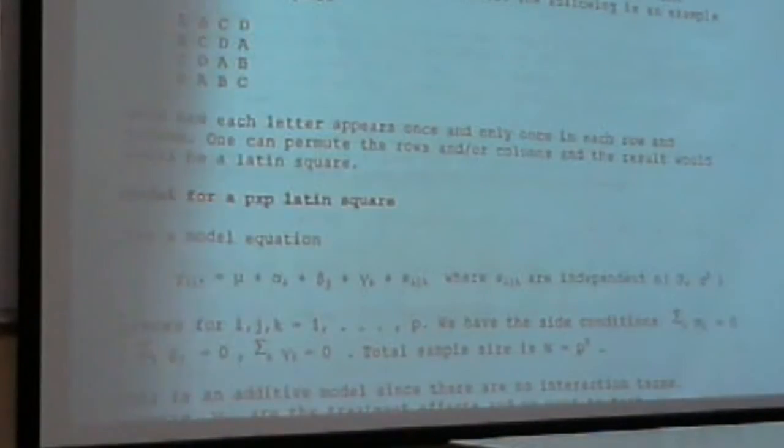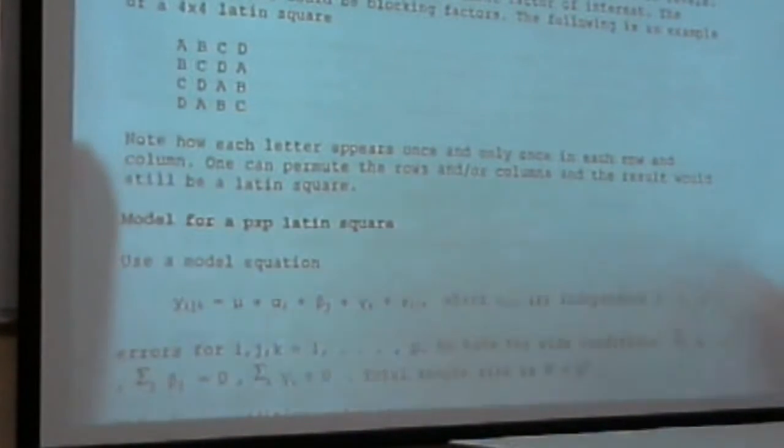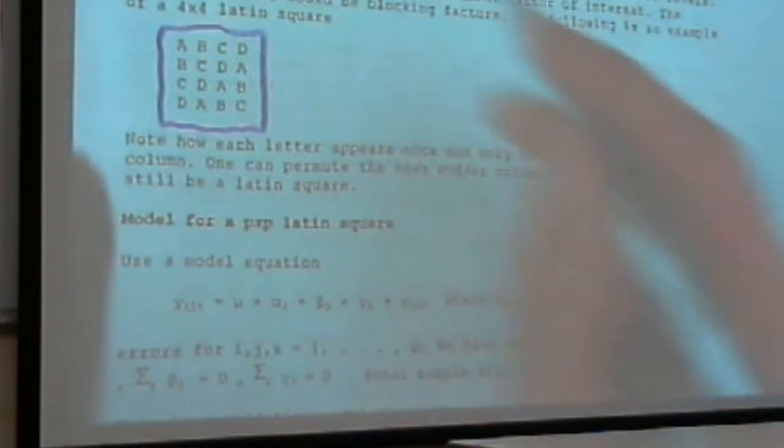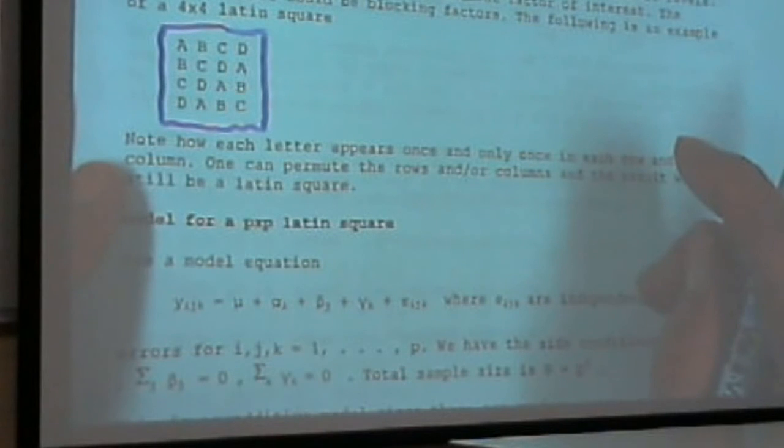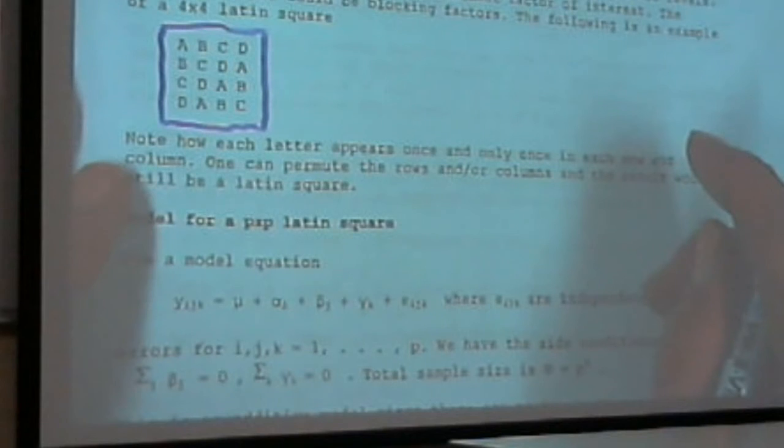Now, what's a Latin square design? Well, it shows you here a simple 4x4 Latin square. To describe this just quickly, what we have here is 4 letters, A, B, C, D, and we have permutations of them so that each row contains each letter once and only once. Each column contains each letter once and only once. This is called a Latin square.